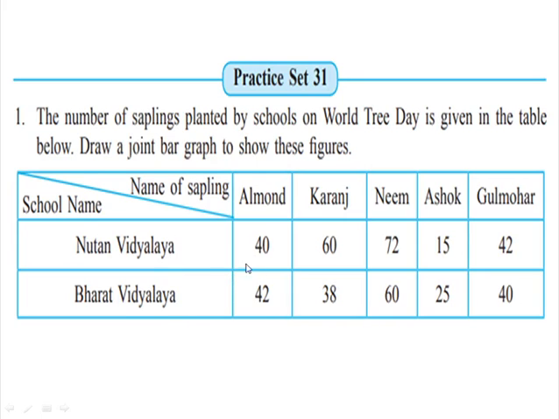First, as you look at the numbers, here all the numbers are given in tens. That is, here the smallest number is 15, the bigger one is 72. So we have to take the scale in the form of 10, 20, 30, 40 and so on. So let us start with it.